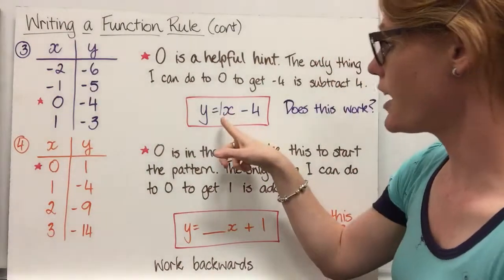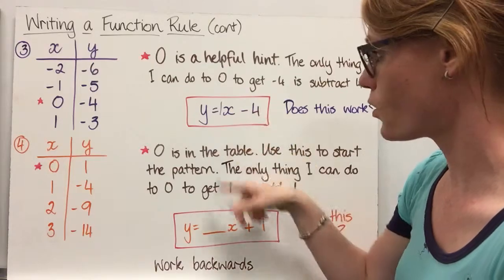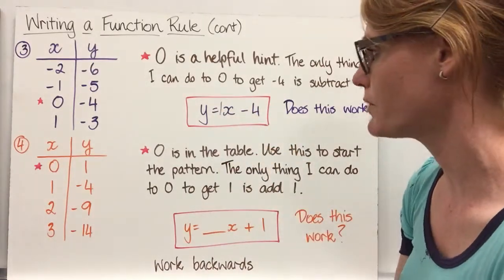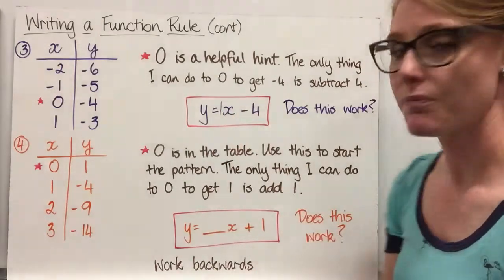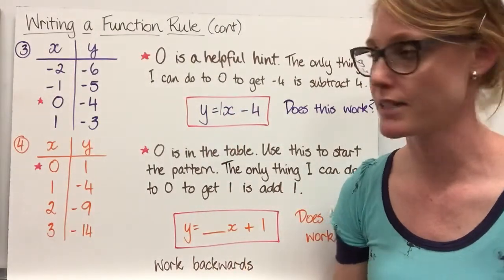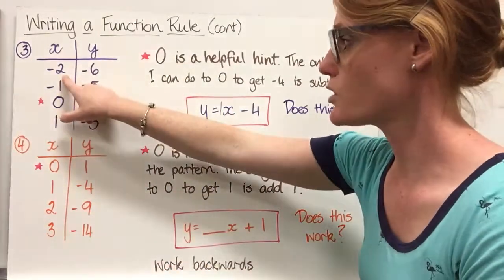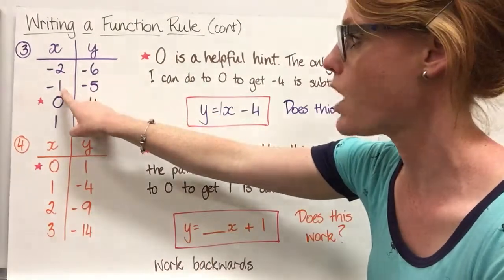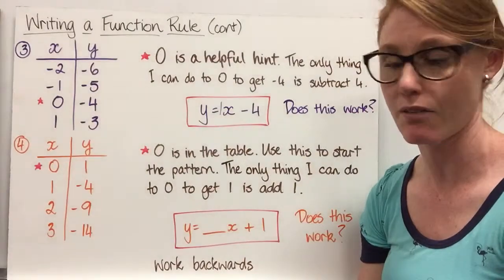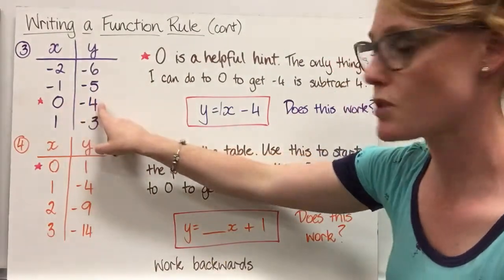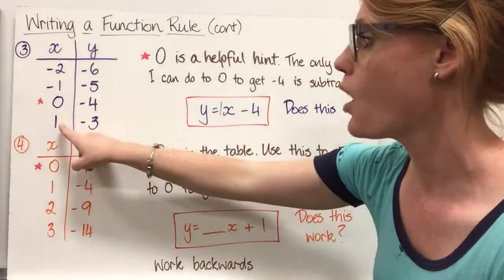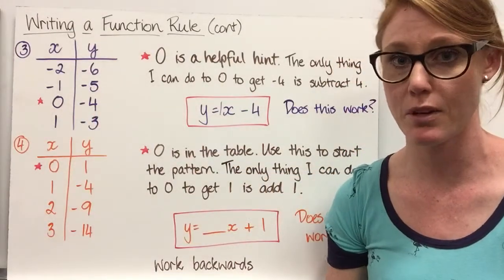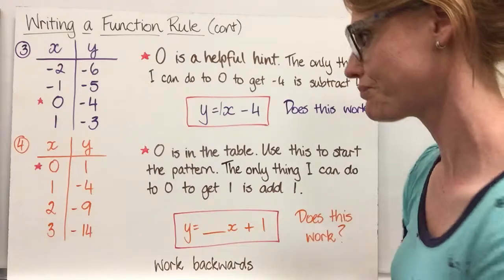So if I have x minus 4, and when we say x, we're really saying 1x, we're multiplying it by 1, x minus 4, let's check if that works for all of our data points. -2 subtract 4 is -6. -1 subtract 4 is -5. 0 subtract 4 is -4. 1 subtract 4 is -3. It works for all my data points, so I have my function rule.